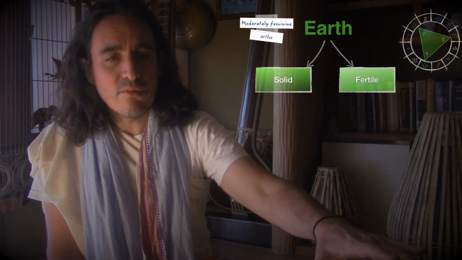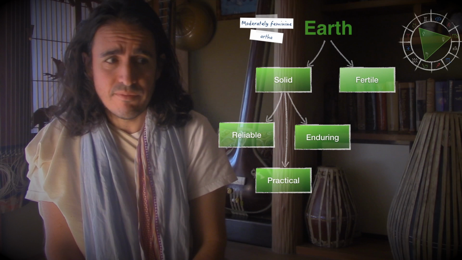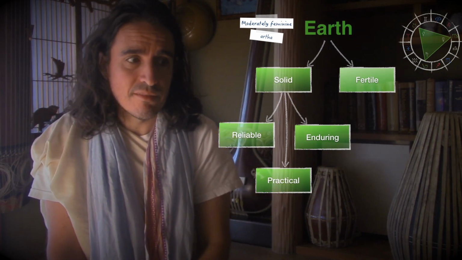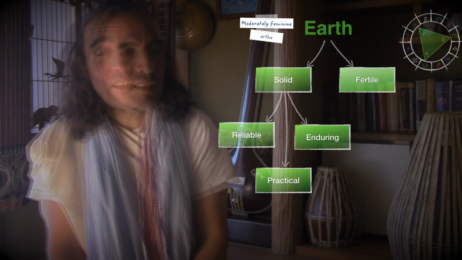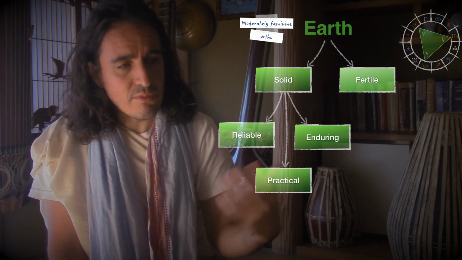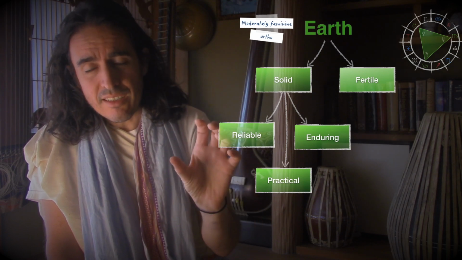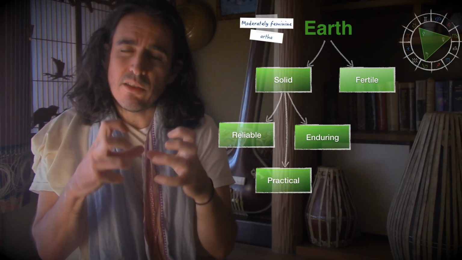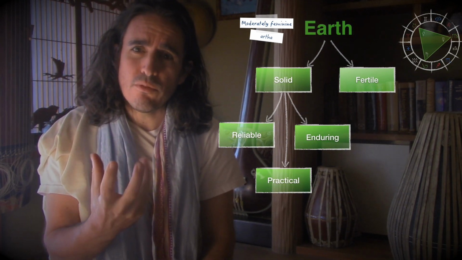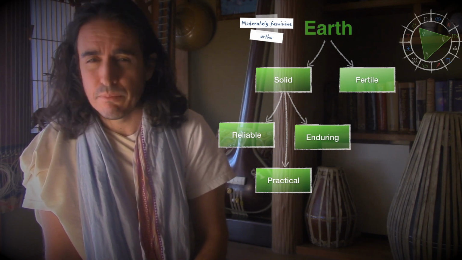Okay, so there's three symbolic things about Earth that stem from the fact that it's very solid. Whenever you see the Earth element, you should be seeing reliability, stability, endurance. Right? So Earth is very solid, it endures, and it's reliable. You know it's always going to be there. And because it's solid, it's practical, it's touchable, it's tangible. So the Earth element is interested in tangible, practical, real, touchable things. Things with a solid form, things with a real form.